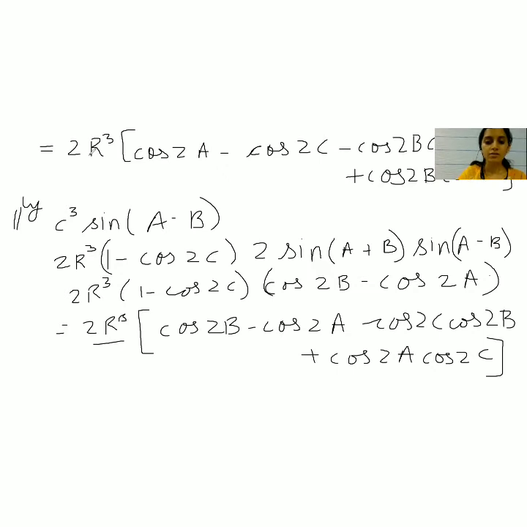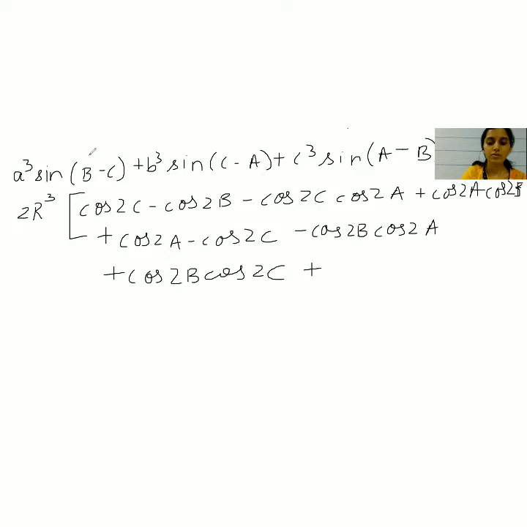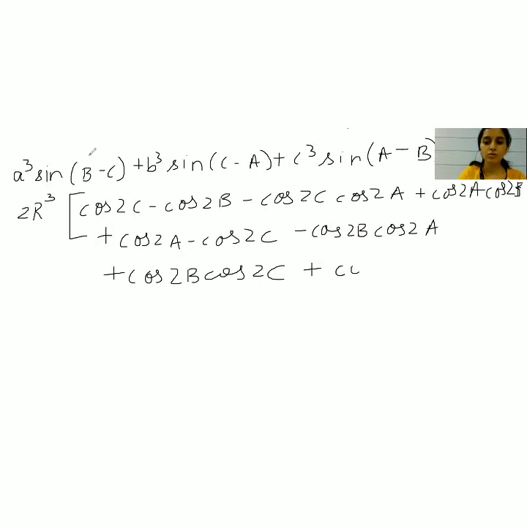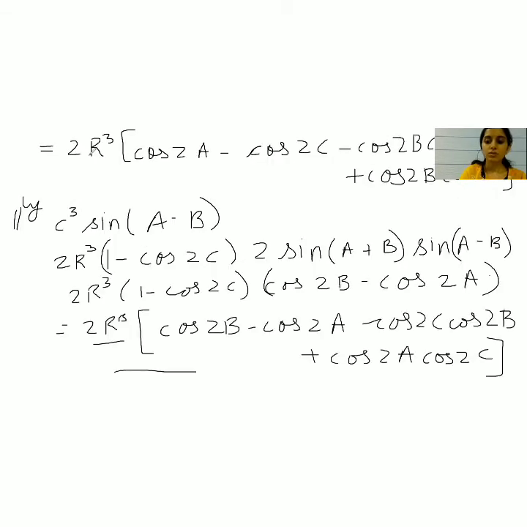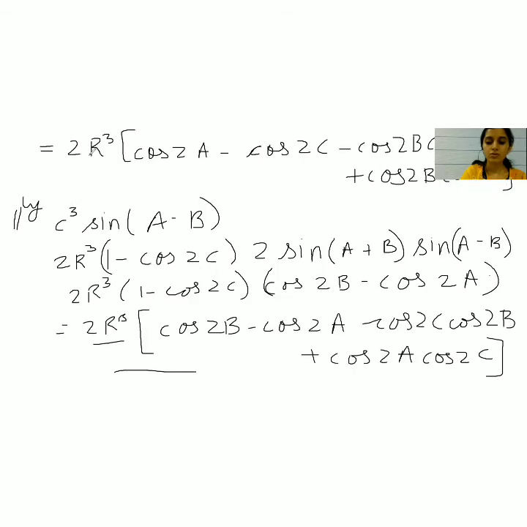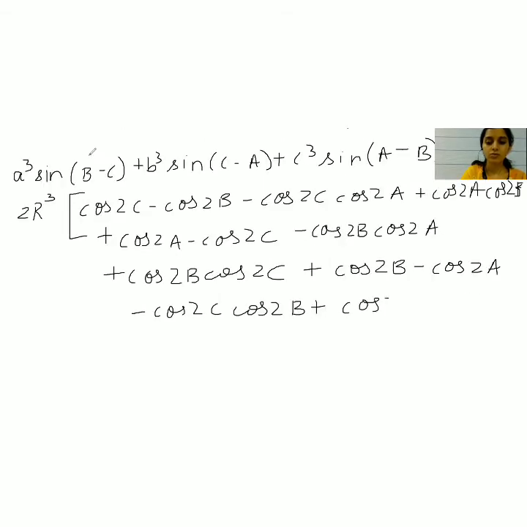And the third term, plus, what do we have? Cos 2b minus cos 2a, minus cos 2c cos 2b, plus cos 2a cos 2c.